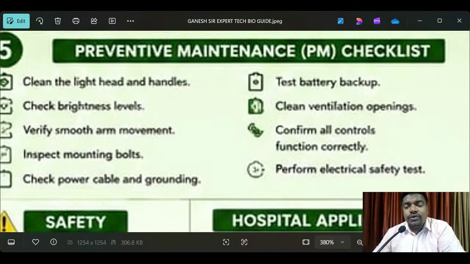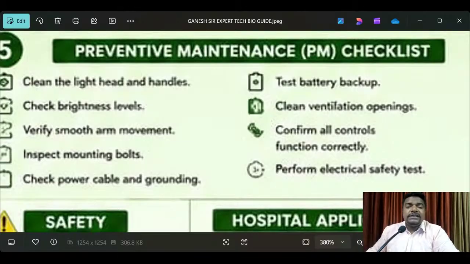Before doing the PM, when you get the OT light, you have to meet the OT department in-charge. Then you have to give the confirmation: sir, I am a biomedical engineer, sir, I have to do the PM, sir. If I do the preventive maintenance, then definitely you will get reliable service from this OT light, sir. Then you can use it very clearly, sir. Please give me the opportunity to do this, sir. Let me do my job, sir. Like that, you have to coordinate, okay?